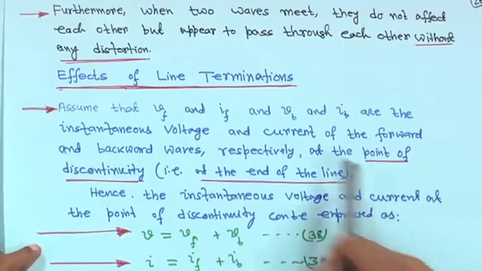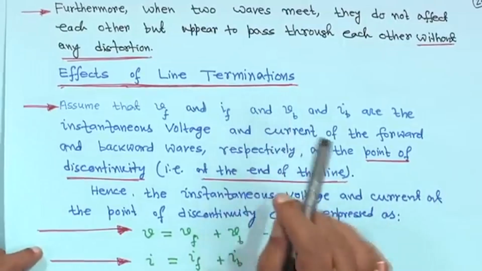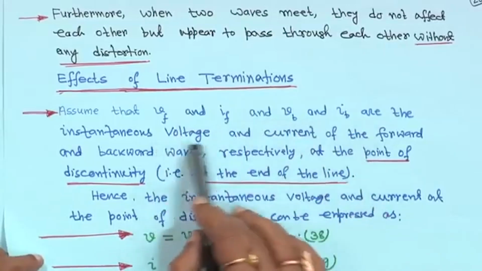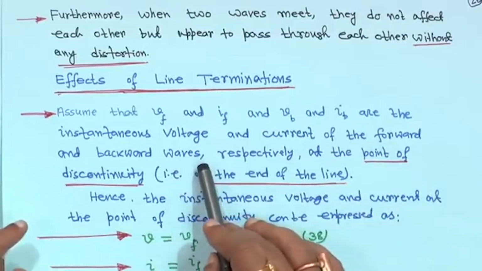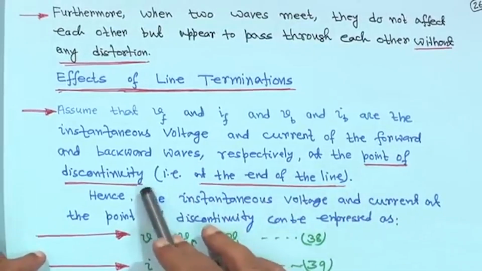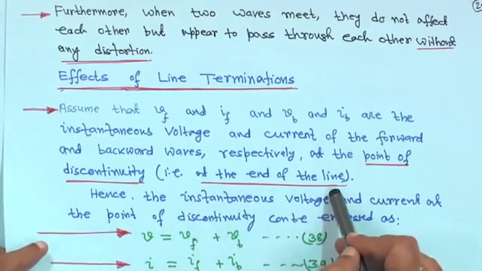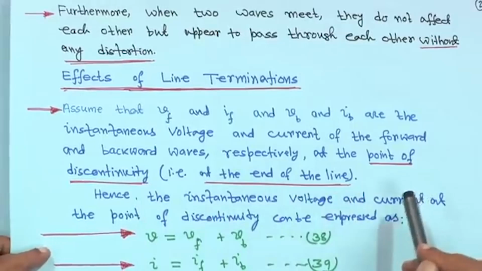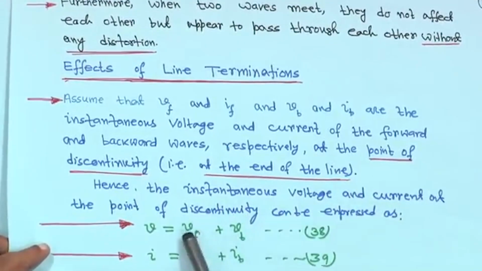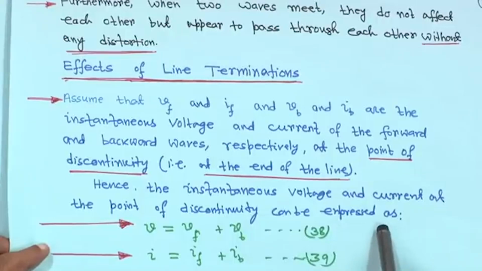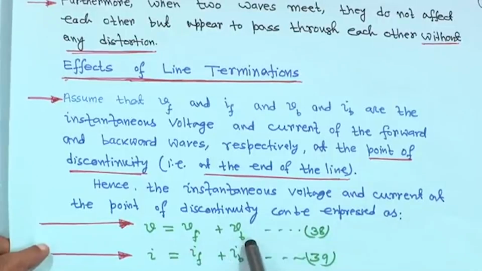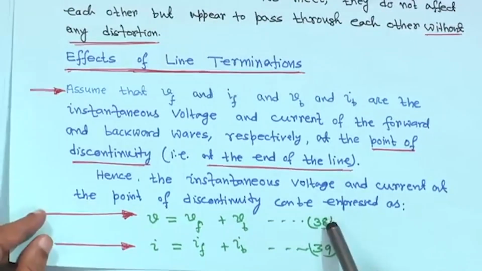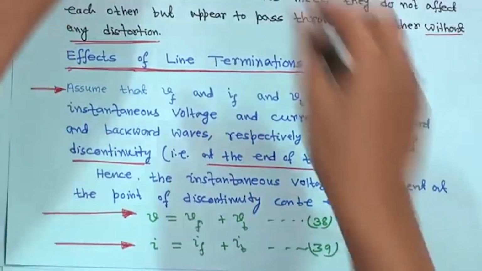Now, next is the effect of line termination. Assume that Vf and If and Vb and Ib are the instantaneous voltage and current of the forward and backward waves respectively at the point of discontinuity. Discontinuity means at the end of the line. Hence the instantaneous voltage and current at the point of discontinuity, that is at the end of the line, are V equal to Vf plus Vb and I equal to If plus Ib. This we know, we have seen previously. This is equation 38 and this is equation 39, right.